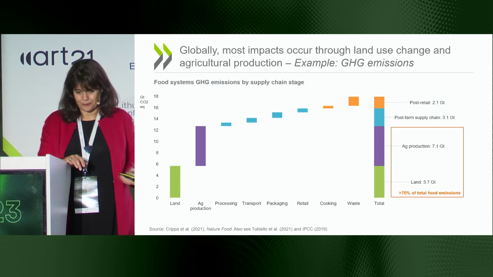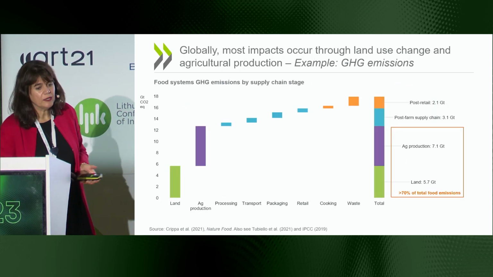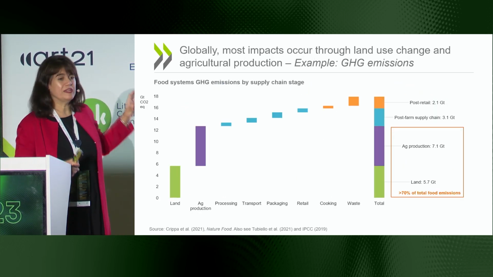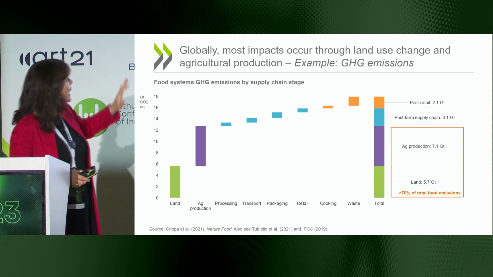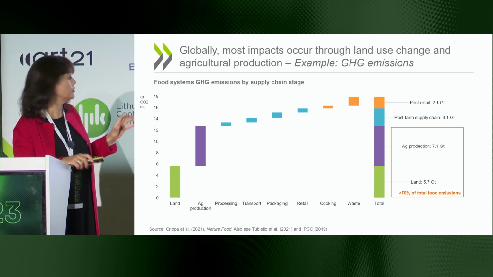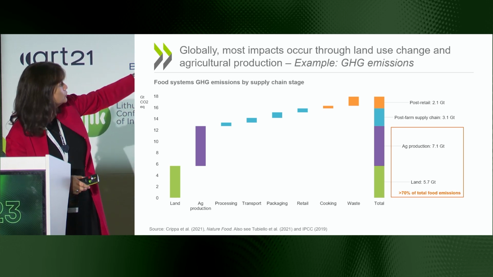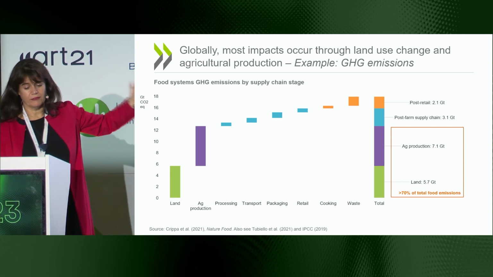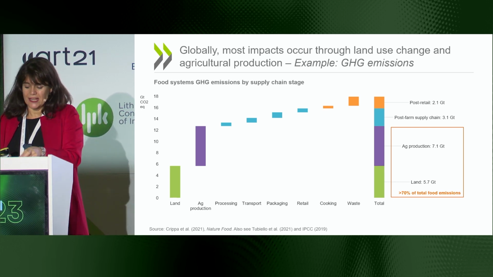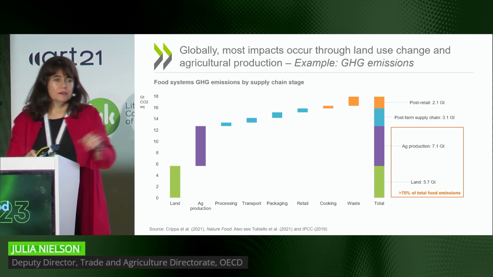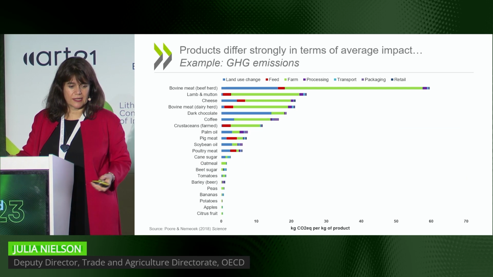human-caused emissions. Globally, we can see that most of the impacts from the food system actually occur at the agricultural production stage, from land and land use change through the actual production. That's by far the majority: 70% of food-related emissions come from the agriculture and production stage.